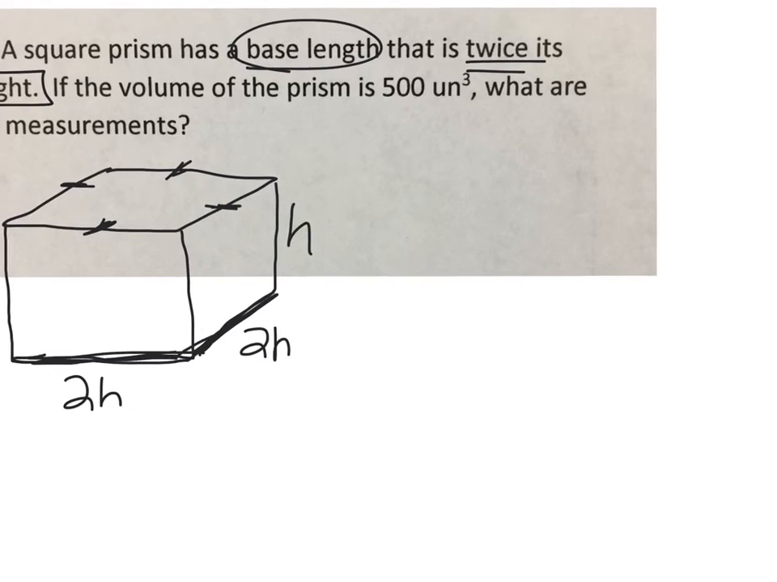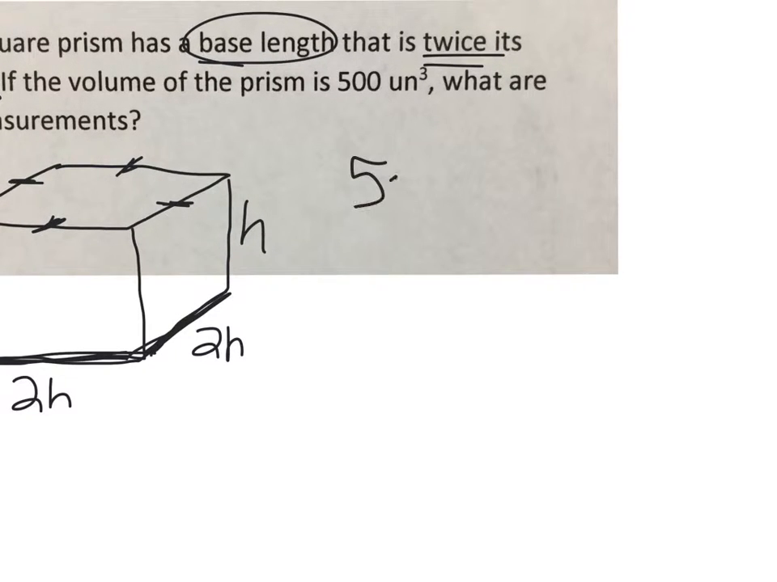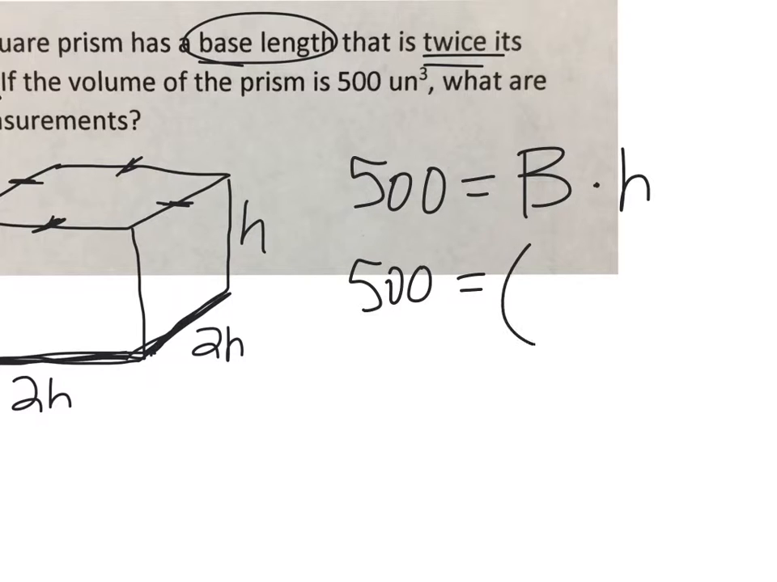Okay, and we have volume. So volume is 500. That means we need to set it equal to the volume formula for a prism, which is area of the base times the height. Now the base happens to be a square. So big B becomes this equation. Okay, we only have one variable, and that is h, which is great. So the length of one side of this square is 2h. So that's what goes in there for B. So a square has an area of side squared, x squared if you will.